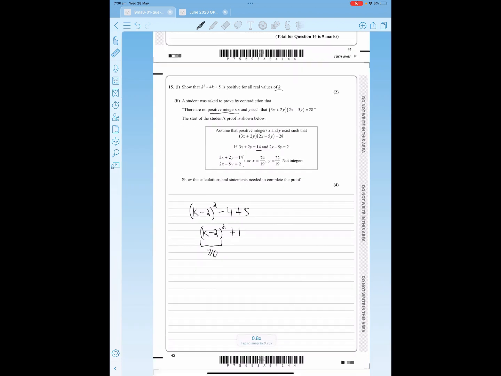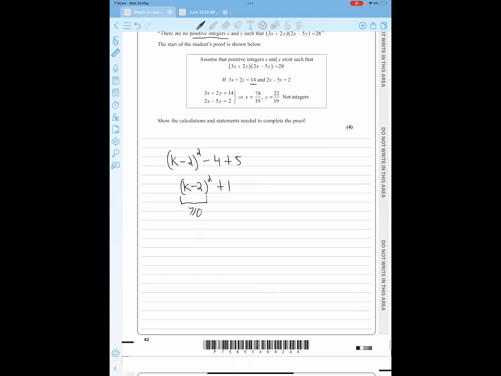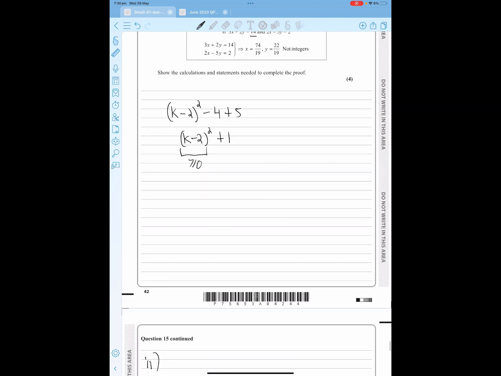Okay, so this final question is just this proof by contradiction. We have to prove that there are no positive integers x and y, such that (3x plus 2y) times (2x minus 5y) is equal to 28. And the start of this student's proof is shown below, and we need to show more calculations and statements. Now, there are many pairs that you can use, but I think if you exhaust all of the different possibilities, you don't need to use the negative ones because it's sort of implied.